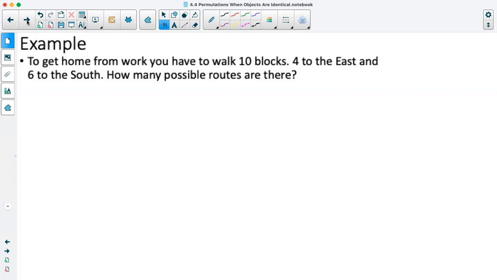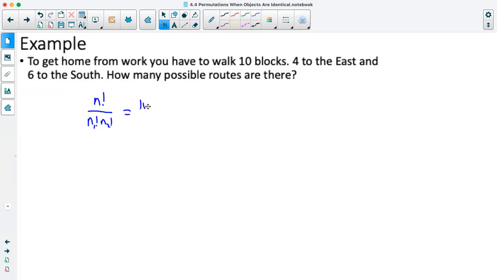So for example, to get home from work, you have to walk 10 blocks, 4 to the east and 6 to the south. How many possible routes are there for you to take? Now for this, essentially, we're going to use n factorial over n1 factorial times n2 factorial. So we have to walk 10 blocks total. So we've got 4 to the east and 6 to the south. So that's 4 plus 6, which also gives us 10.